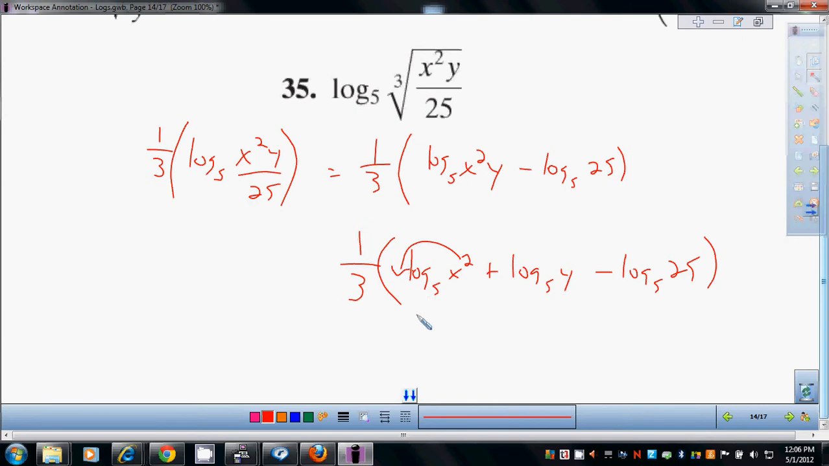Now when you are done, you're more than welcome to distribute the 1/3. That would be 2/3, because that's now a 2. It'd be 2/3 log base 5 of x plus 1/3 log base 5 of y minus 1/3 log base 5 of 25. Or we can just leave it out there. I don't care. But you are going to have one like that in your assignment. And my challenge is for nobody to ask you about number 36, because it's almost exactly like this one.